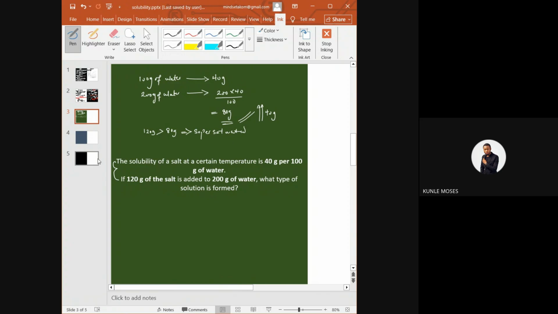So it is actually simple. The first thing you need to do is use your solvent to calculate the mass that it should dissolve. Once the mass they give you is bigger than your calculated mass, it simply means it is supersaturated. But once your given mass is lesser than your calculated mass, it simply means it is unsaturated. And if they are the same, it simply means they are saturated. Please, do you get the logic? All right. So I think that's fine.